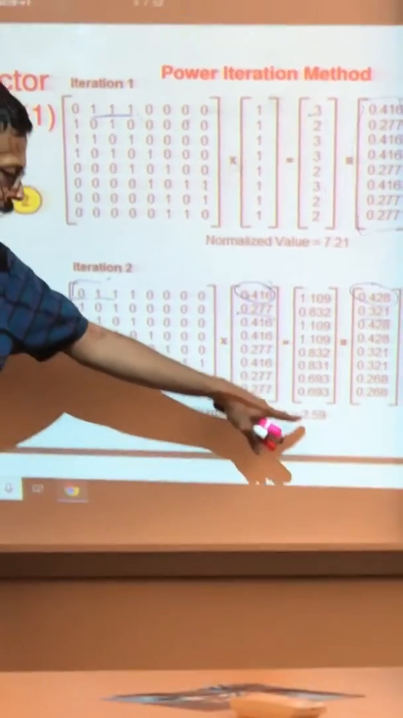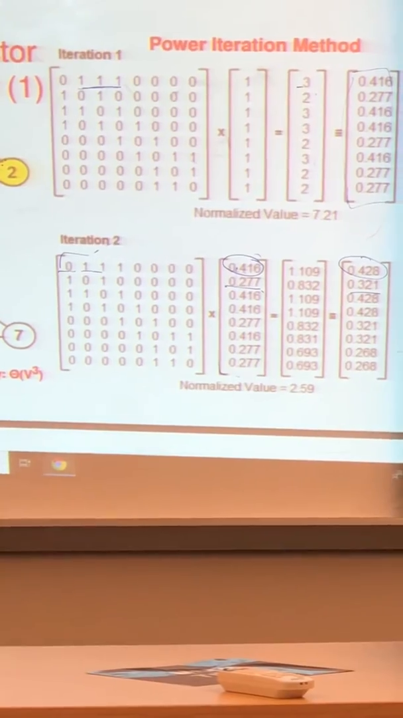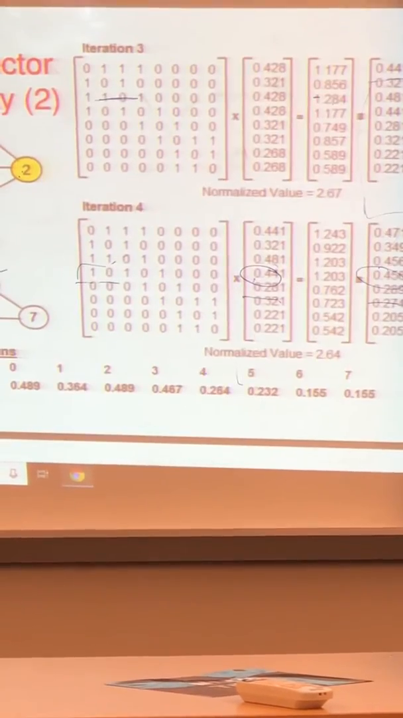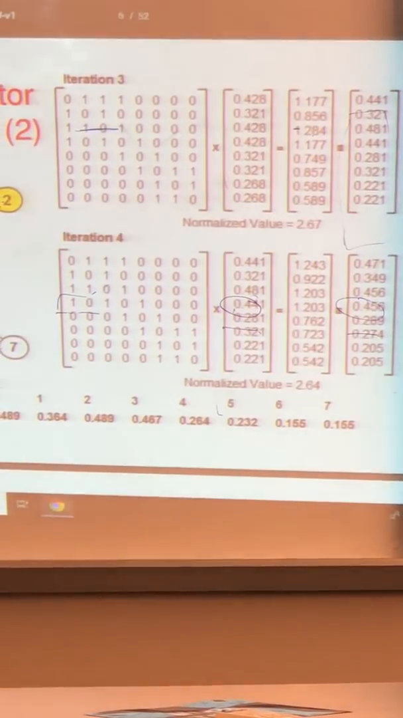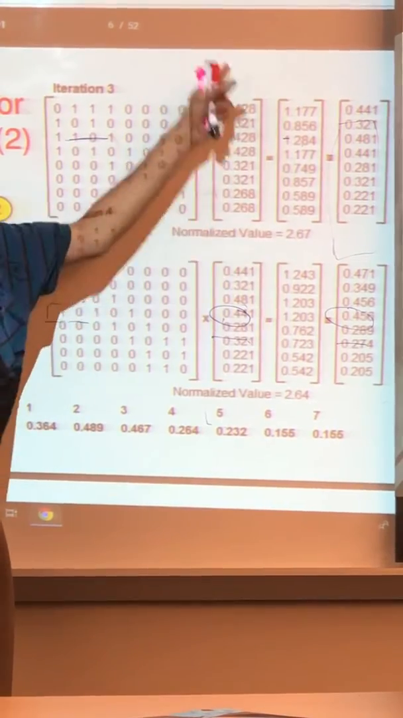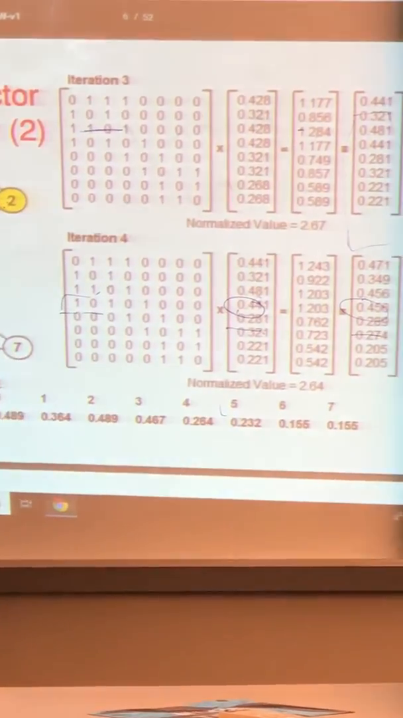At the end of the second iteration it is 2.59, farther away from each other. So we'll continue the iterations until the normalized value converges. Let us see the third iteration and see what happens. The third iteration again uses the adjacency matrix multiplied by the normalized column vector at the end of the second iteration. So again do the matrix multiplication.